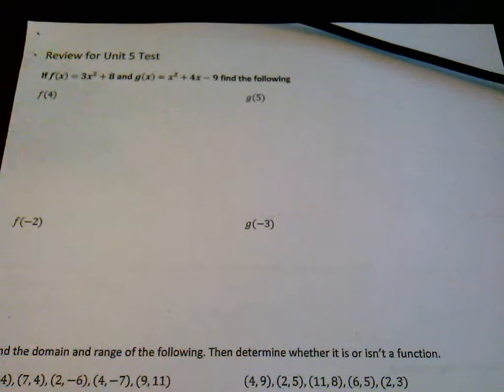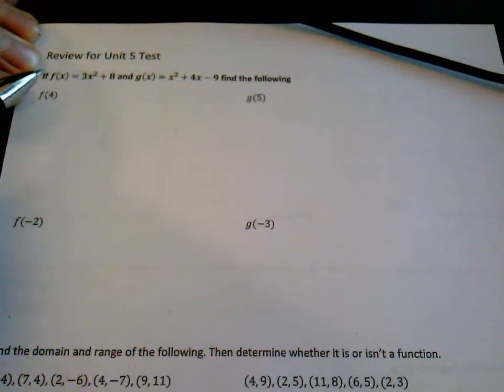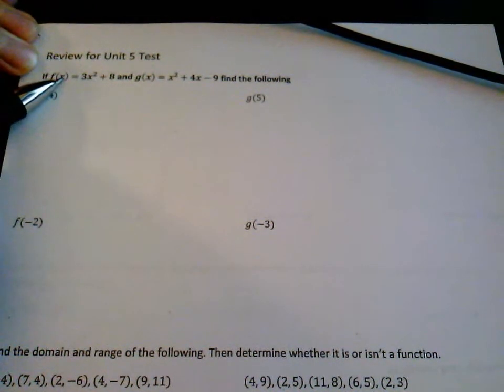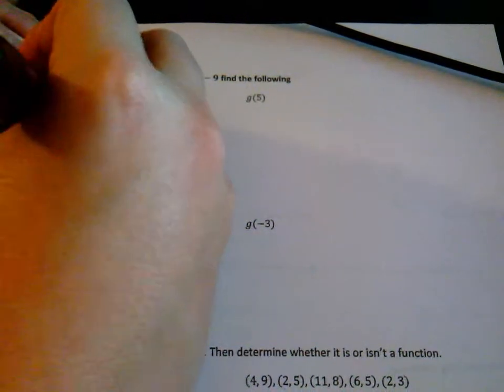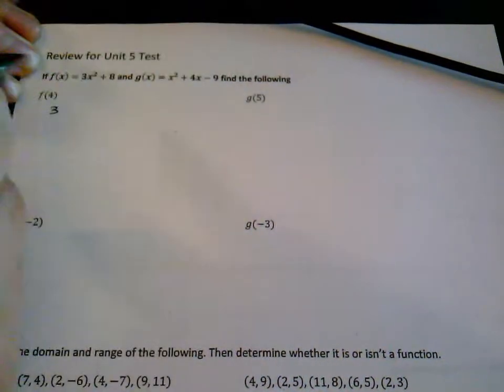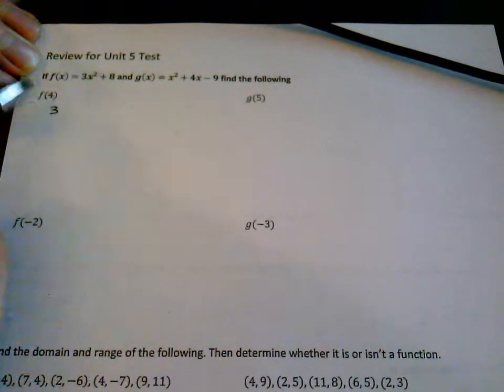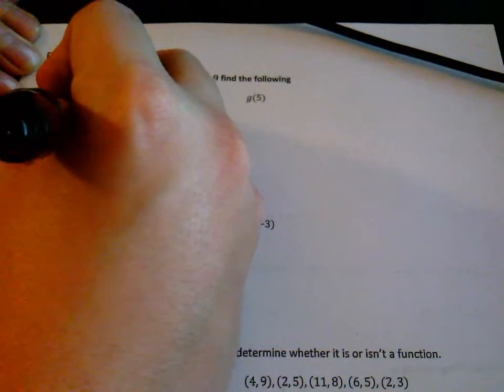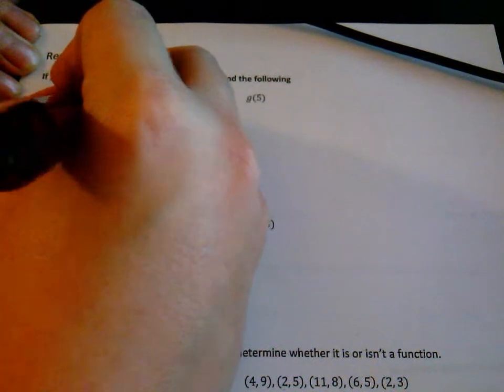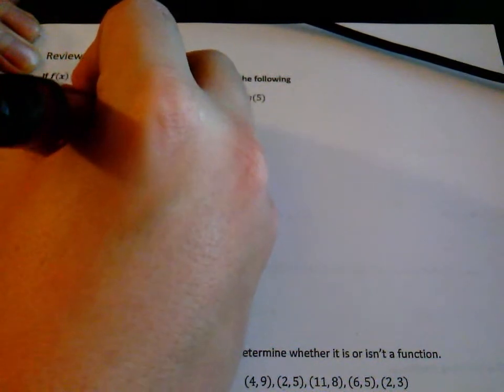Now, what you see the difference is here this has an x, and here this has a 4. That means every time we see an x, we replace it with 4. That's all this means. So in this first one, instead of x squared, we're going to have 4 squared. So we're just going to do 3 times 4 squared plus 8.